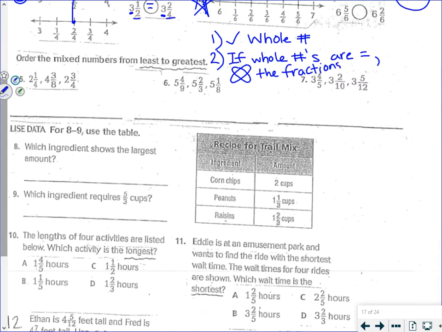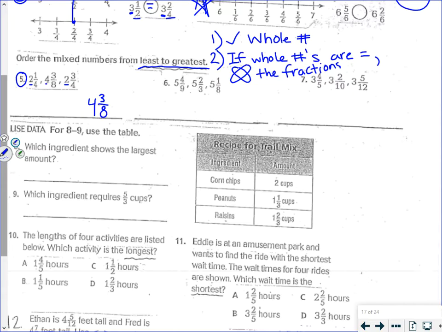All right, let's try number 5 here together. Move that down here so we can see. I'm checking whole numbers first. I see 2, 2, and I see a 4. So automatically I know that the 4 is going to be the biggest. I'm going to write that near the end, because it wants us to order from least to greatest.